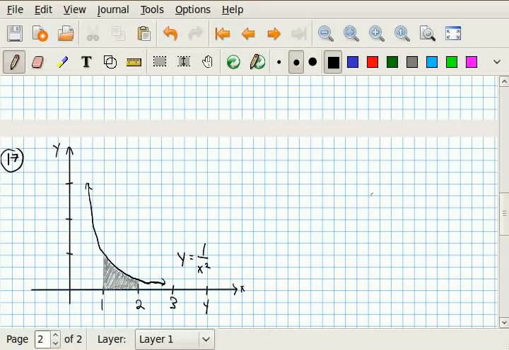Okay, another problem computing a definite integral. This one's going to be a little bit tougher, at least in the sense that we can't use geometry. Okay, so here's the problem. This is number 17 in the book.